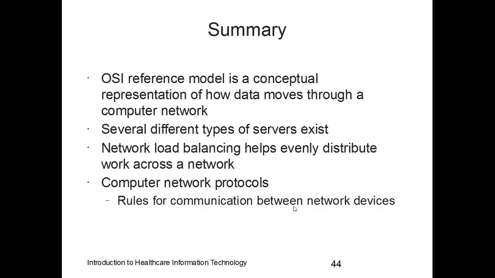Okay, that brings us to the end of chapter number 4. A quick summary of what we discussed. The OSI reference model is a conceptual representation of how data moves through a computer network. Several different types of servers exist. Network load balancing helps to evenly distribute work across the network. Computer network protocols are rules for communication between network devices.